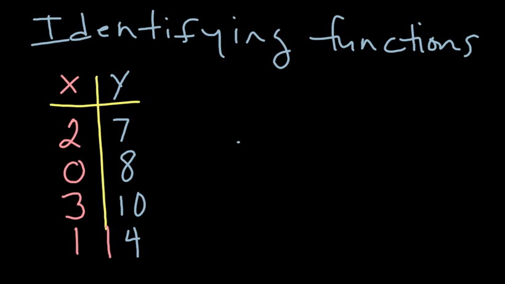So remember that kind of weird rule that says for each input there's only one output? So you look at all of your x's and you say, oh, every time I put in 2, I get 7. I don't get anything but 7. Every time I put in 0, I get 8. Every time I put in 3, I get 10. Every time I put in 1 into this function, I get 4. So is there only one output for each input? Yes. So this is a function.